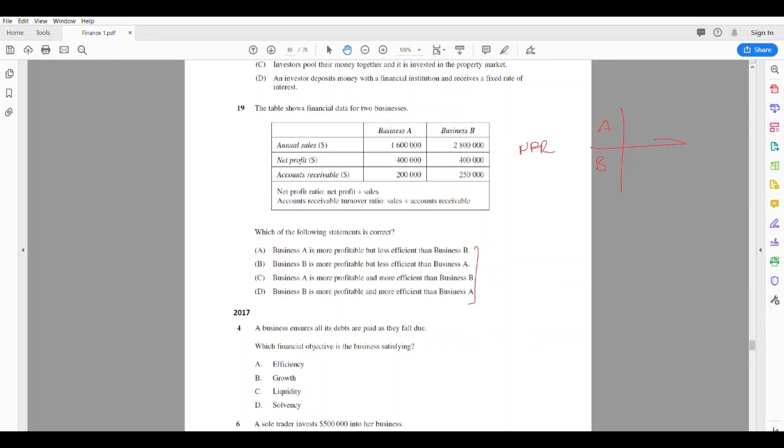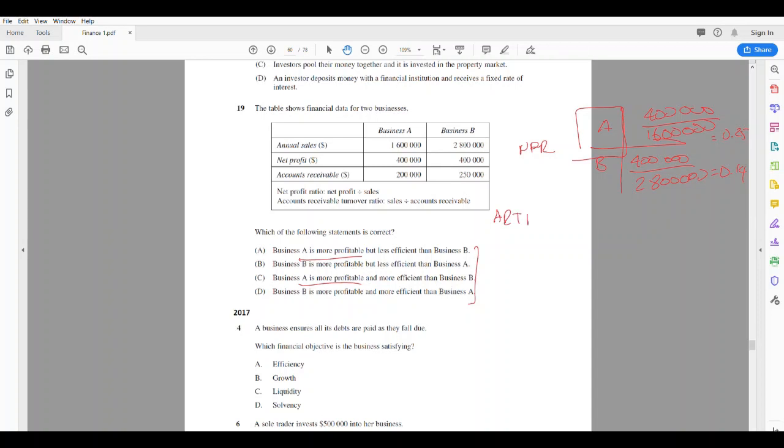Net profit ratio for A is 400,000 over 1.6 million. That equals 0.25. For country B, it is 400,000 over 2.8 million, and that equals 0.14. So we determine the net profit ratio is better for A. A is a more profitable business, so let's mark it down. Now let's do part B.